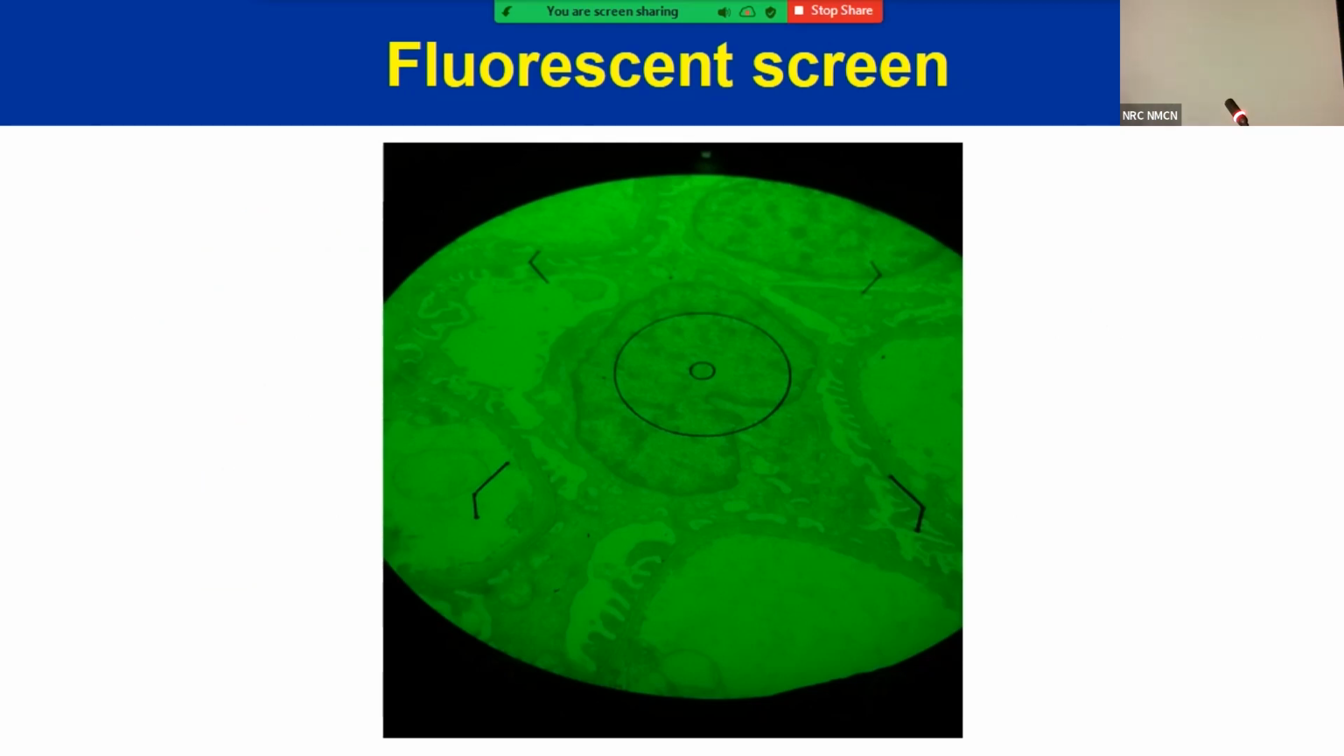Which is the part? Glomerulus. Very good. So these are the foot processes. This is a glomerular basement membrane, and these are the capillary lumen of the glomerulus, right? So these are glomerular capillary loops, right? And this is a podocyte, which is sending its processes towards the glomerular basement membrane.